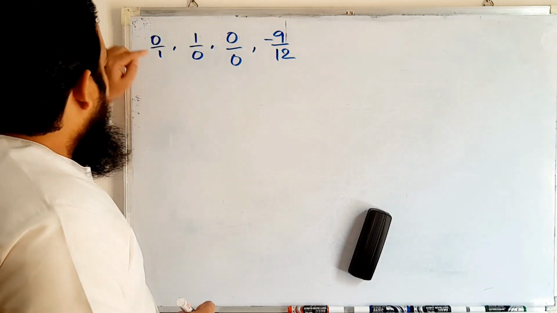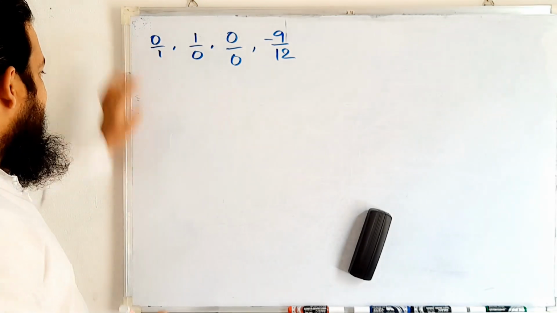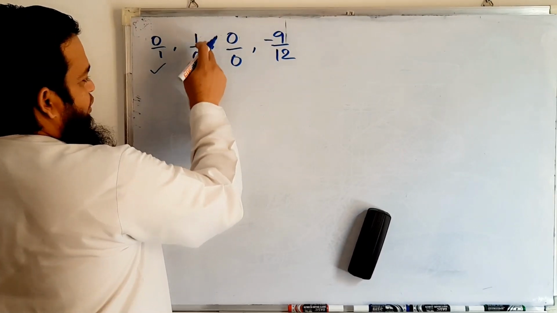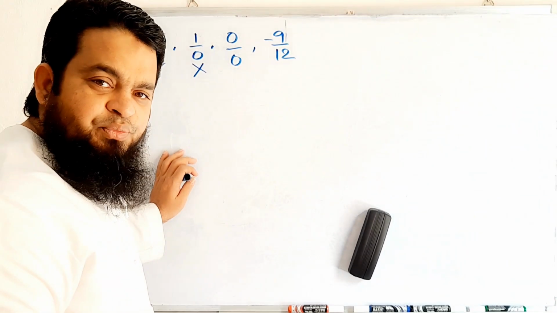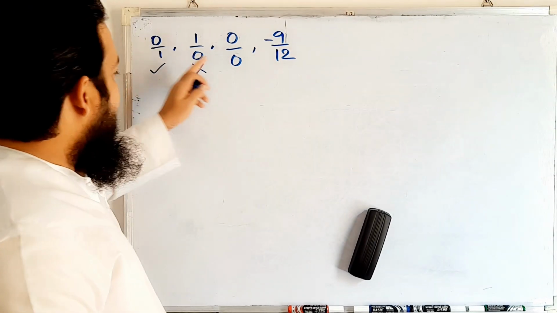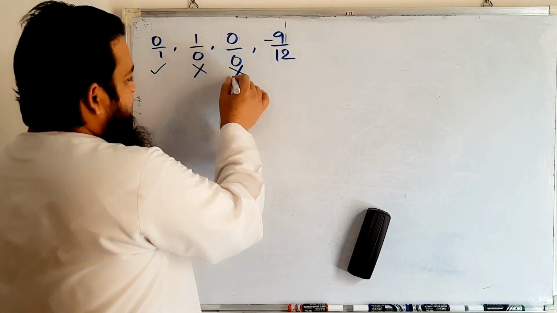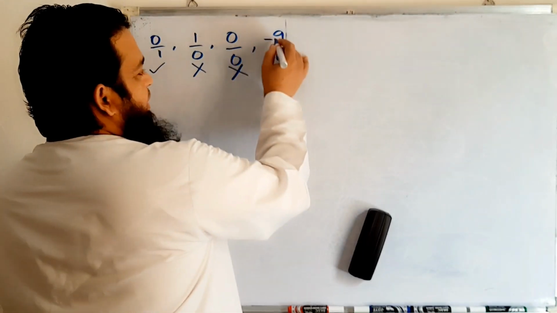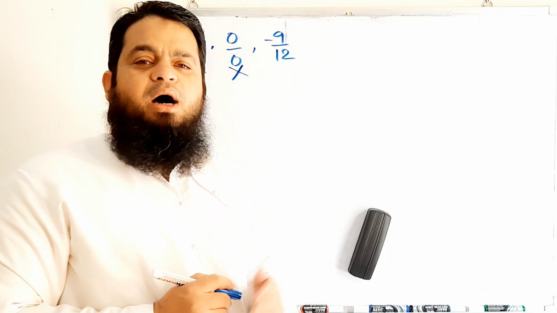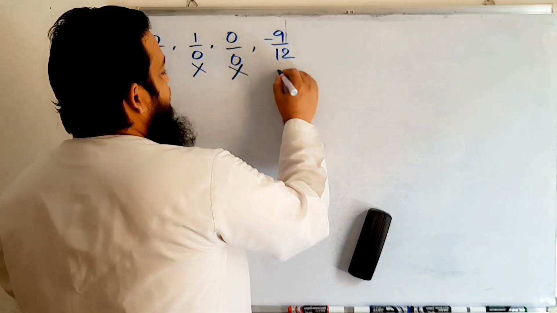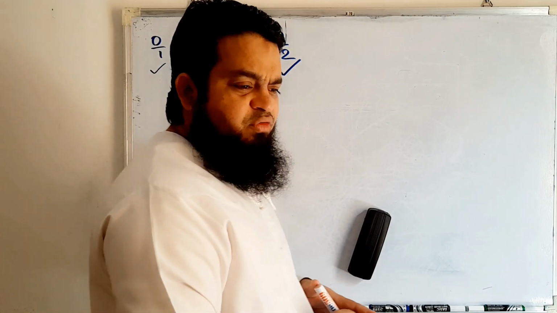See here, 0 by 1. Yes, it is a P by Q form, but the denominator should not be 0, right? So this is a rational number. Good. And 1 by 0, no, it cannot be defined. Since the denominator is 0, therefore this is not a rational number. And coming to here also the same thing. 0 by 0 is also not a rational number. Now minus 9 by 12. Yes, it is in the P by Q form, and P and Q are integers. So therefore, these two numbers are rational numbers. Okay. Let's go to the next, second question.